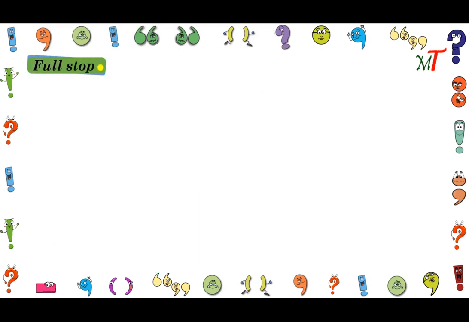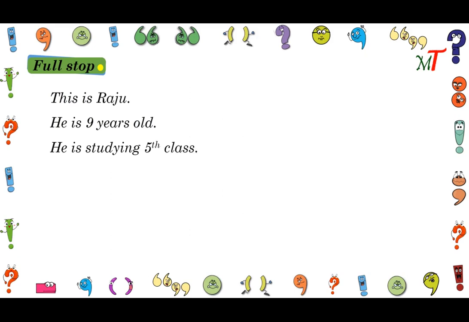Now first, we learn about full stop. This is Raju. He is 9 years old. He is studying 5th class. He is a good boy. Observe these sentences. Every sentence ends with a full stop. So, a full stop ends a sentence.